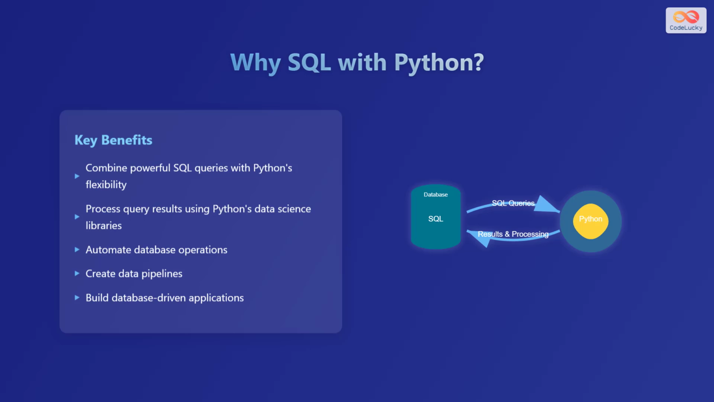Why should we use SQL with Python? Well, there are many reasons, but here are a few key benefits. We can combine the powerful SQL queries with Python's flexibility. We can process the query results using Python's data science libraries. We can automate database operations and create data pipelines. And finally, we can build database-driven applications. Essentially, SQL handles data querying, and Python handles the processing of the results.